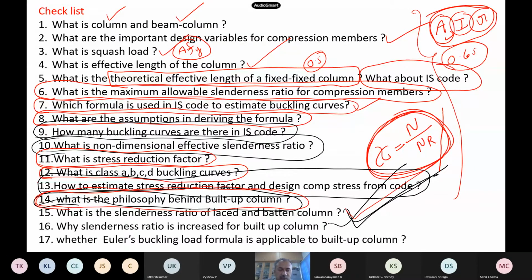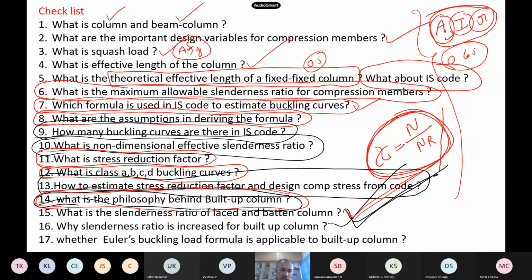For a laced column, how much do you increase the slenderness ratio compared to a solid column? 1.05, that is a 5% increase. Then battens? 10% increase. Okay, so that is how we take it.